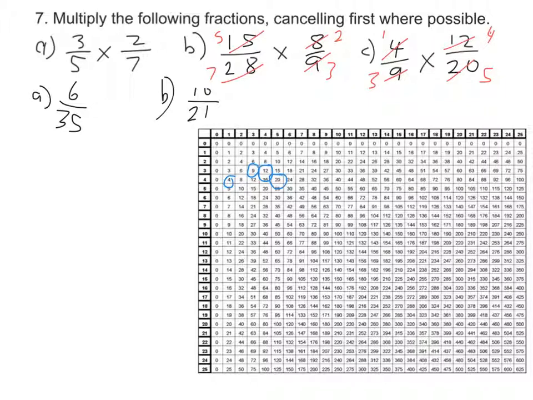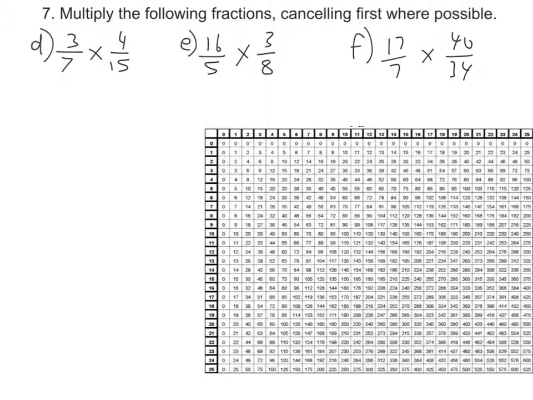Okay, so now I've simplified diagonally. Now I can multiply horizontally. So 1 multiplied by 4 is 4, and 3 multiplied by 5 is 15. Now we can't simplify this anymore because we won't find 4 and 15 in the same row, so our final answer should be 4 over 15.